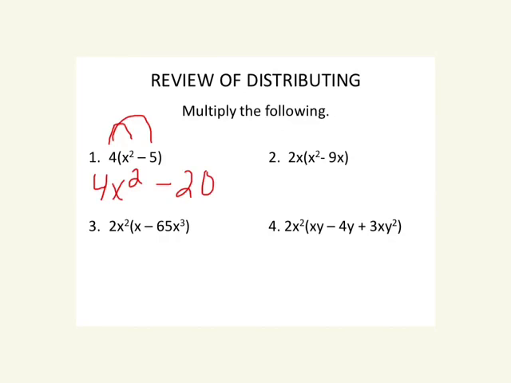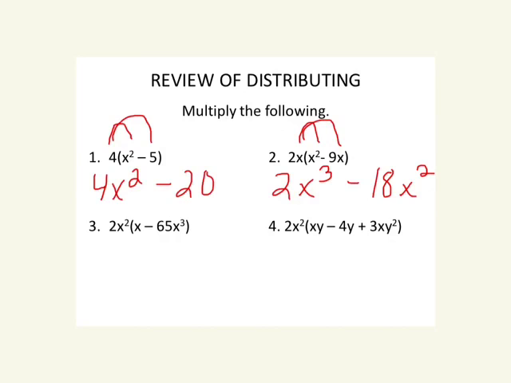Alright, so now we look at the answer for number 2. We distribute: 2x times x squared would be 2x to the third, and 2x times negative 9x would be a negative 18x squared. Remember, when we're multiplying, we have to add the exponents of like bases.